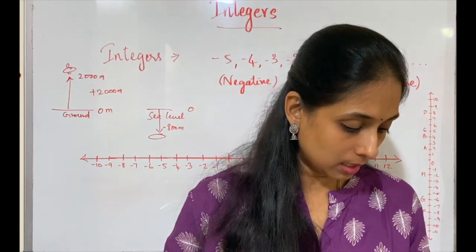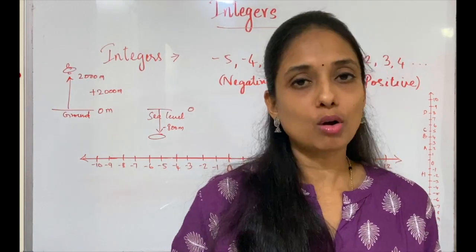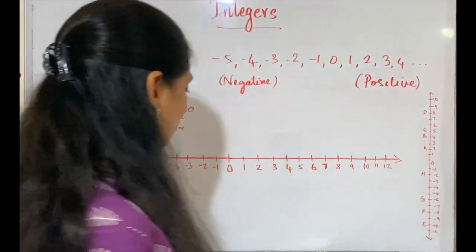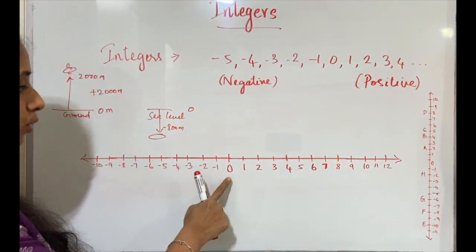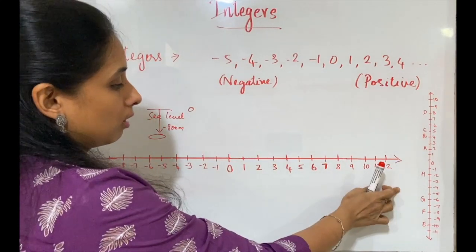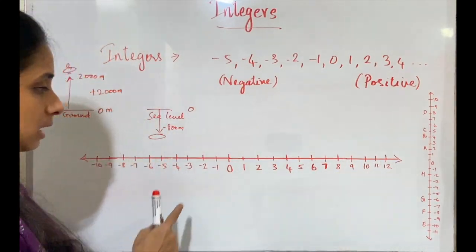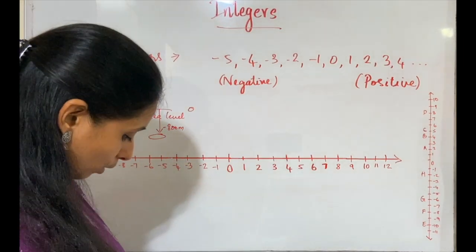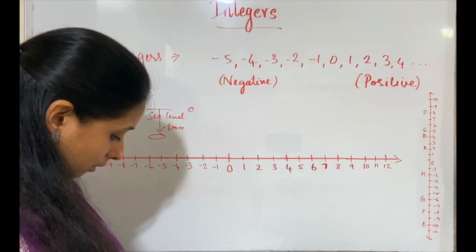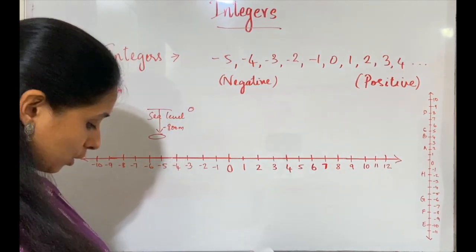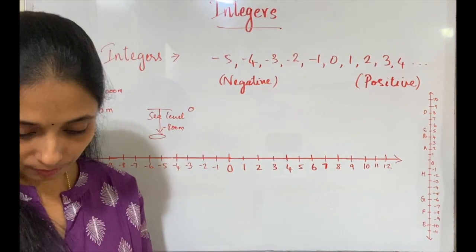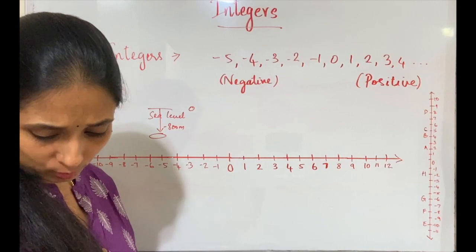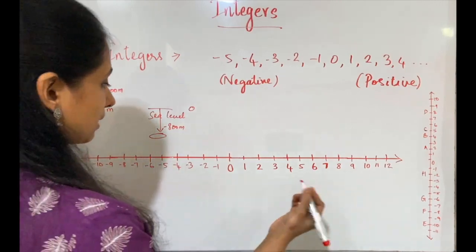The third question, represent the following numbers on a number line. So here we have a number line. I told you, 0 I marked here. On the right side we have all positive integers. On the left side of 0 we have negative integers. So first one, plus 5. Represent the following numbers on the number line. First one is plus 5.